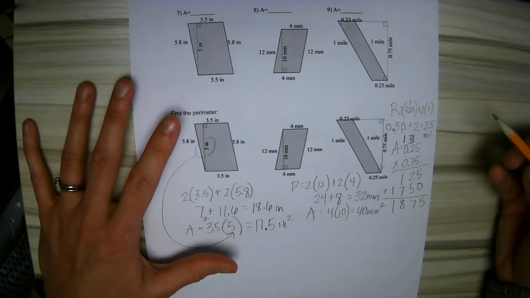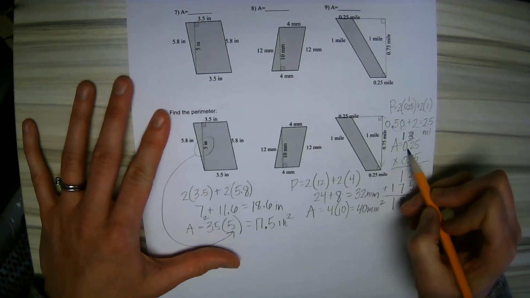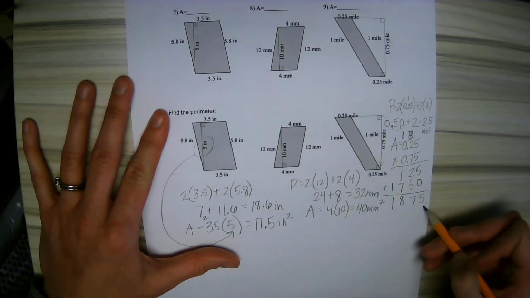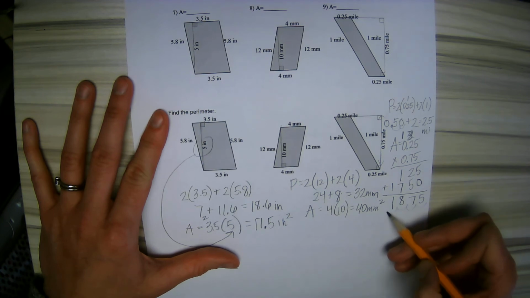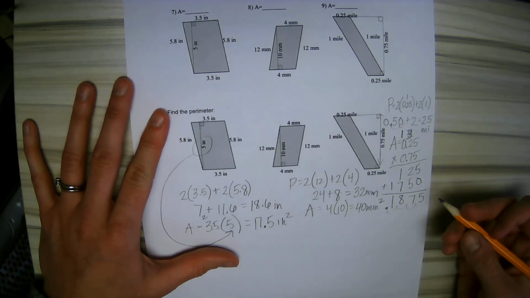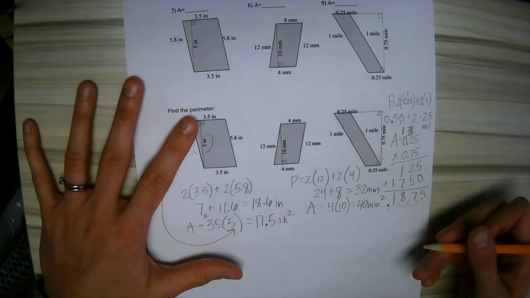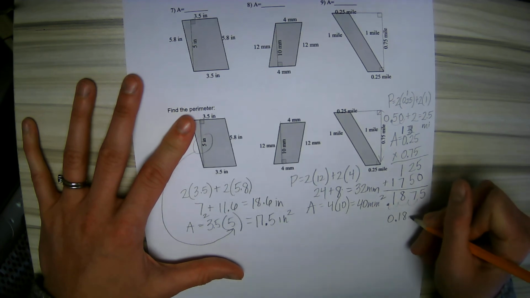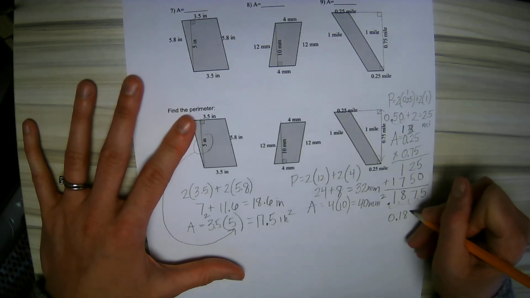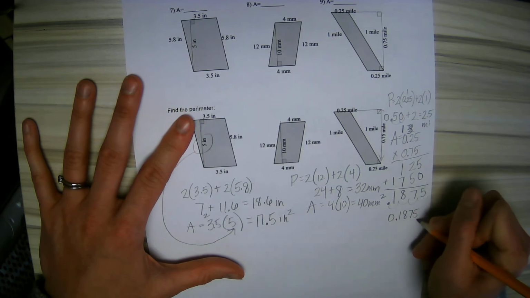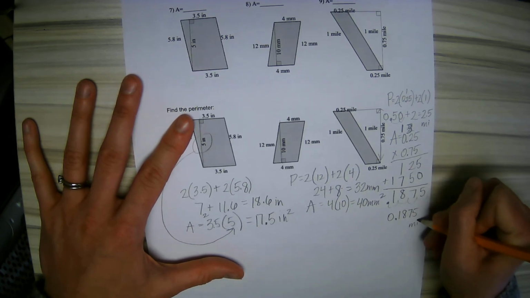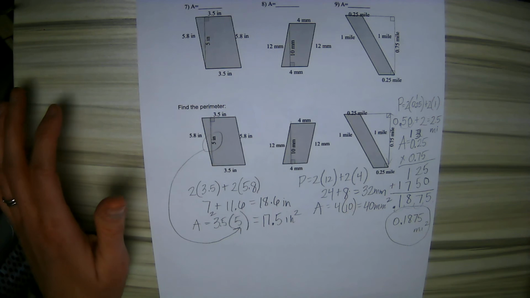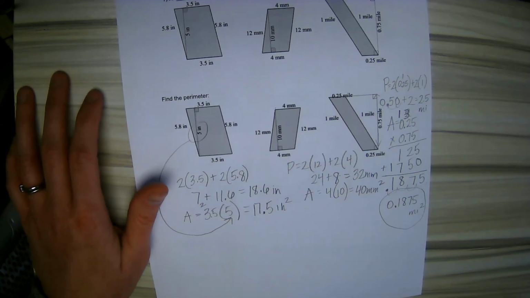Now, this is very interesting. We have 1, 2 here, 2 there. So we have 1, 2, 3, 4. So we only have 1,875 tenths, hundreds, thousandths, 10,000ths of a mile squared. Very interesting, right?